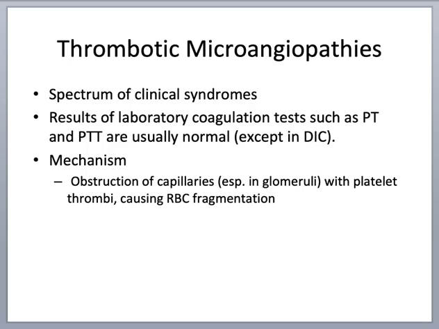With lab screening coagulation tests, the PT and PTT are usually normal, except for another entity that we'll talk about in another case, DIC. The mechanism is that obstruction of capillaries with platelet thrombi occurs, and these partially obstructing thrombi cause red cell fragmentation as the red cells try to pass through these capillaries that are partially obstructed by small thrombi or microthrombi.